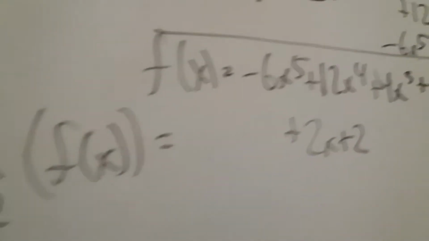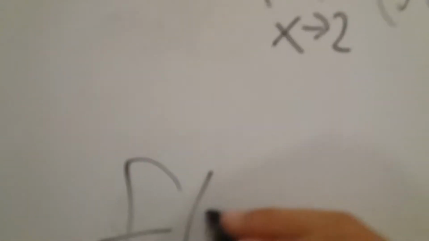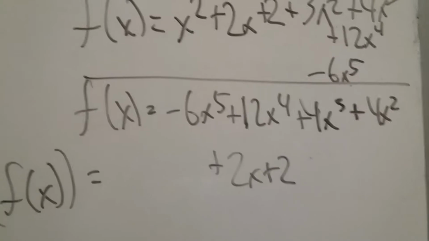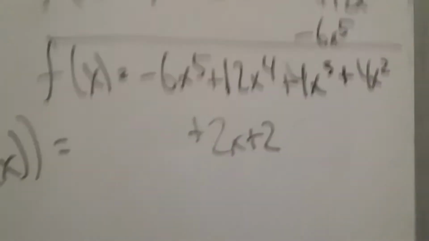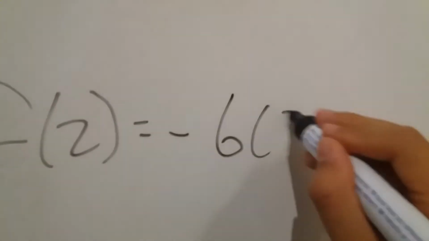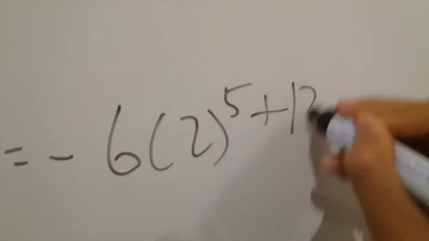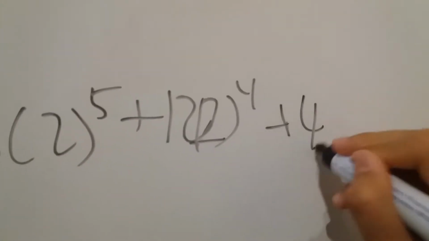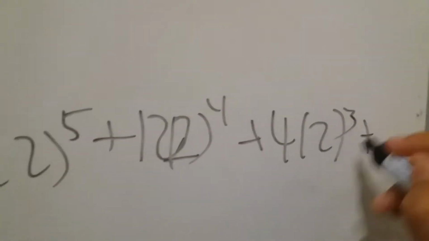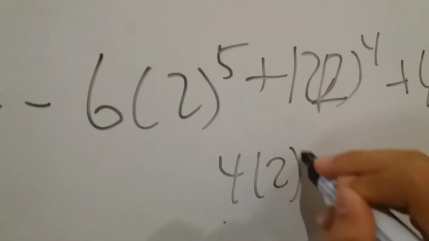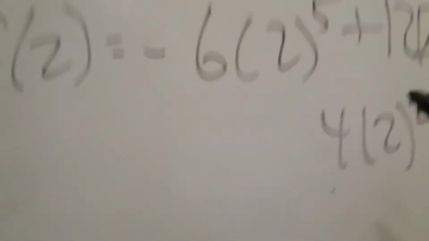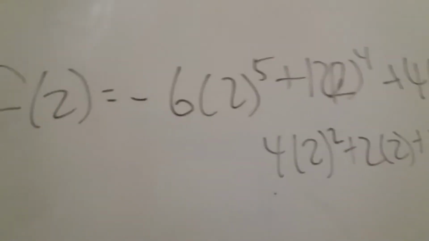So we just plug in 2 and get this result. So f of 2 is equal to, let me give you a second to do the problem. Got it? Negative 6 times 2 to the fifth power plus 12 times 2 to the fourth power plus 4 times 2 to the third power plus 4 times 2 to the second power plus 2 times 2 plus 2, which is equal to, what is 2 to the fifth power? You can do it out, or you might have it memorized.